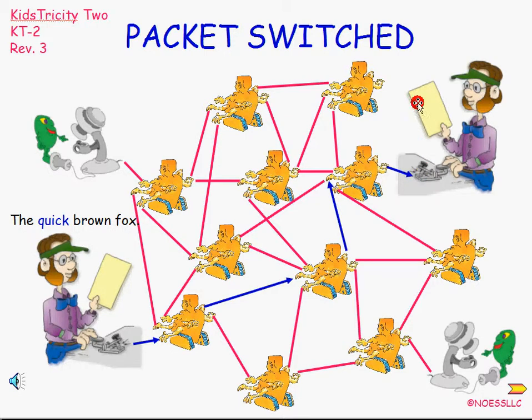So what do you think got here first? You got it. Yeah. Quick got here before the did, because this took physically longer to get through this network, because maybe it went up to Alaska or something like that. So this came in out of order, right? The quick brown fox came in jumbled up in this packet network.